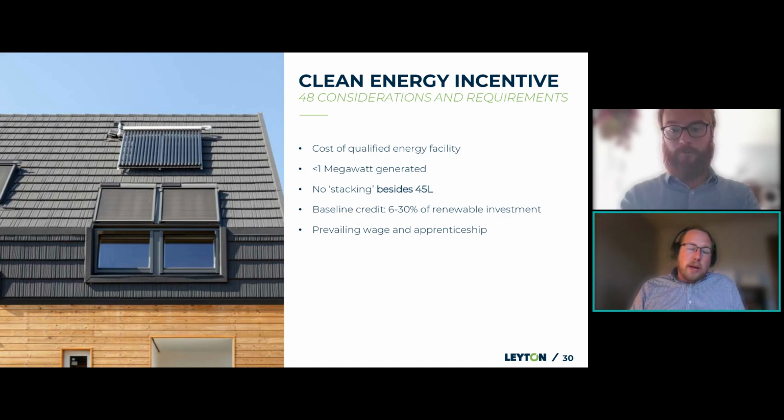You cannot stack this credit alongside others except for 45L. Again, we're seeing that alignment from the Inflation Reduction Act that allows that to happen. So these two do pair very well, being energy efficiency associated. The baseline of the credit begins at 6% and is affected by prevailing wage and apprenticeship requirements to also have that 5x multiplier, which brings it up to 30% of the renewable investment. So it's a good consideration. And again, very clear to see the alignment here to maximize these credits, especially in terms of LIHTC opportunities.